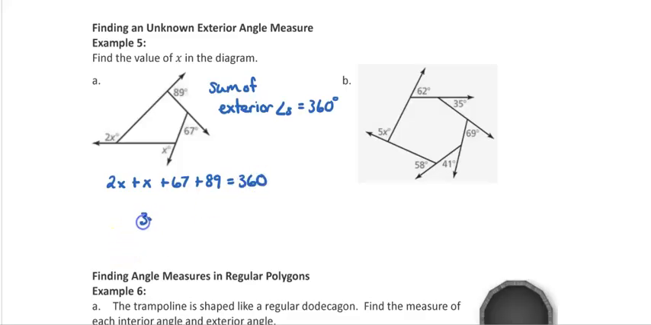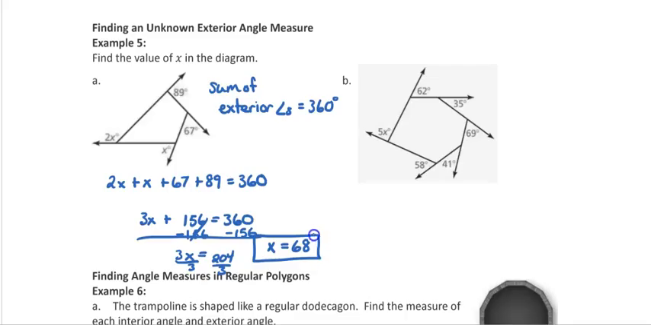I'm going to combine the 2x and the x and get 3x. I'm going to combine the 67 and the 89 to get 156. 3x plus 156 equals 360. Now subtract the 156 from both sides, and that gets me 204, and then I'll divide by 3. So x equals 68.